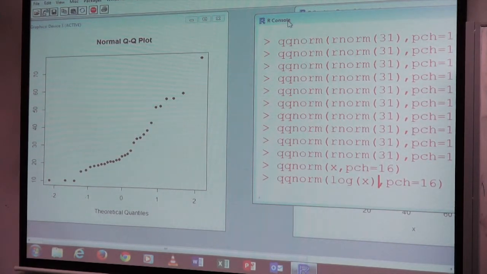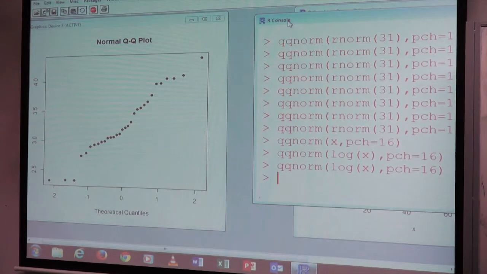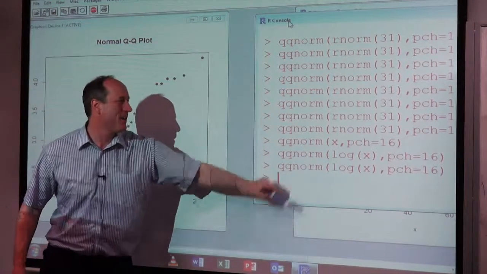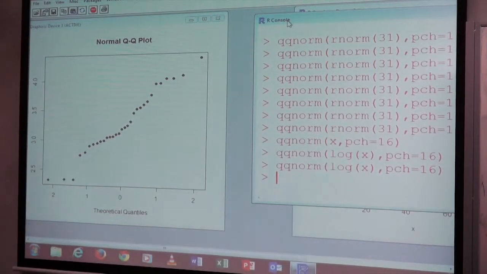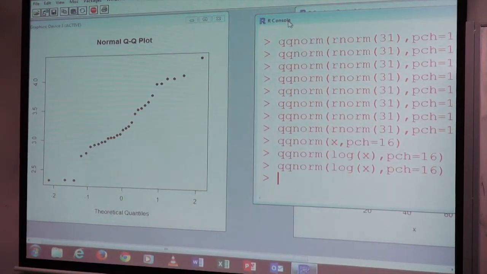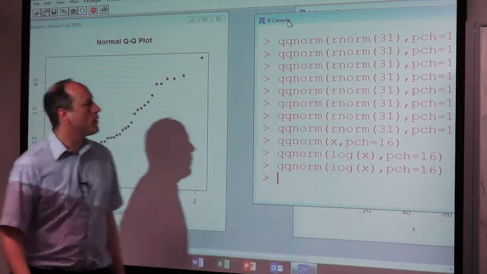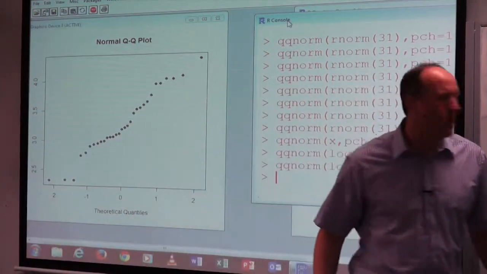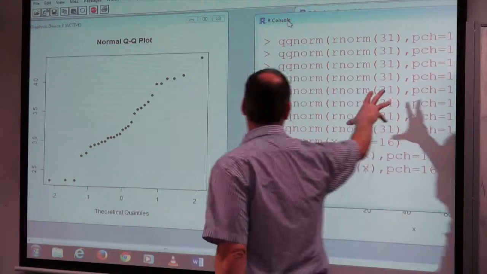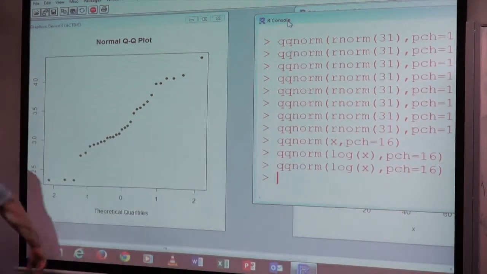Try a log transform. It's not that much better, is it? Oh, I did it repeatedly. But of course, it's the same because there's no randomness in there. What I'm going to do now is give you a couple of ways to get p-values for your hypotheses.